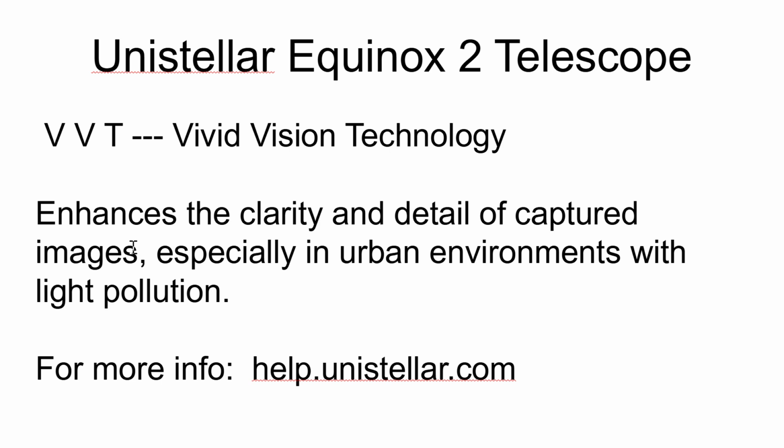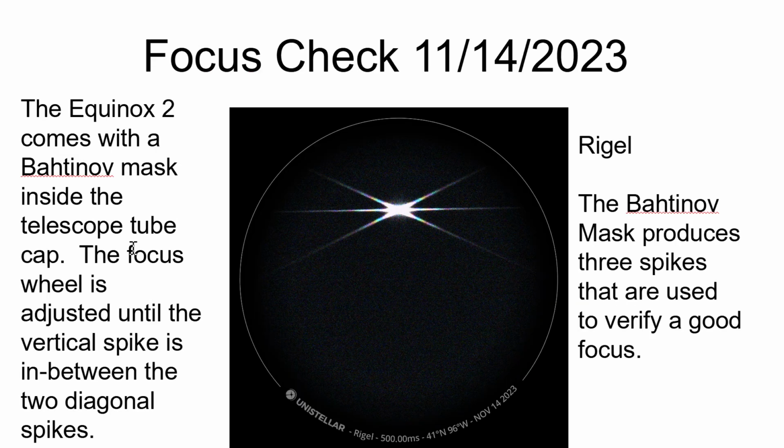It does sharpen the image when this VVT technology is in place. You can turn it off and turn it back on, and turn it off and turn it back on while you're imaging one object. You do that on your tablet or phone. You don't have to touch the telescope and jostle it so it loses stability. So look up more information about VVT by going to help.unistellar.com.